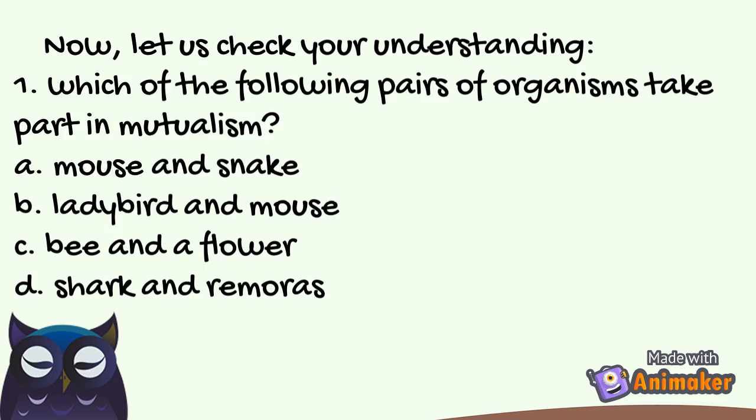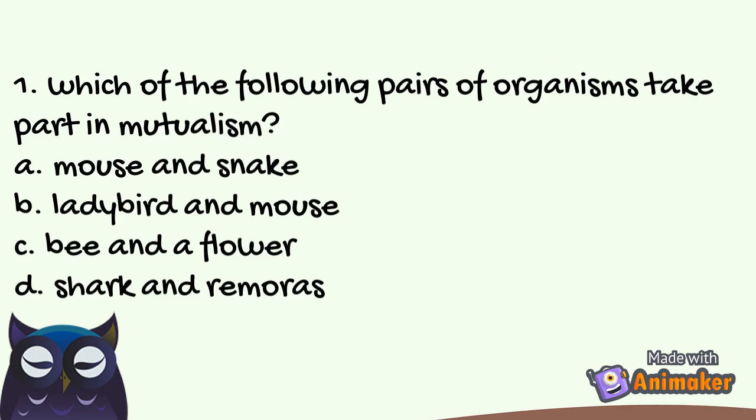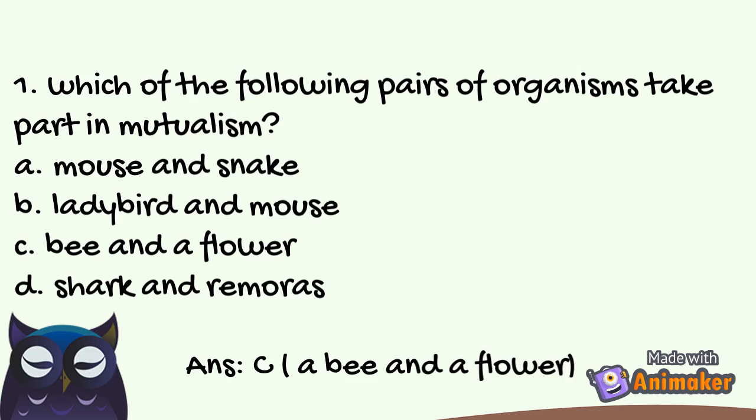Now, let us check your understanding. 1. Which of the following pairs of organisms take part in mutualism? A. Mouse and snake. B. Ladybird and mouse. C. Bee and a flower. D. Shark and remora. And the correct answer is letter C, bee and a flower.